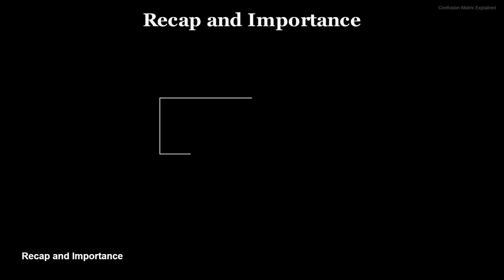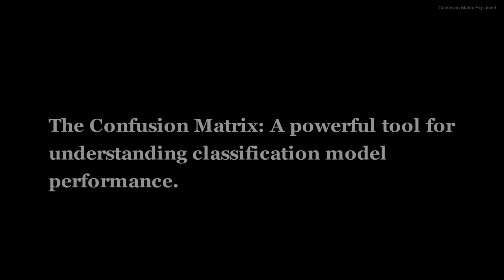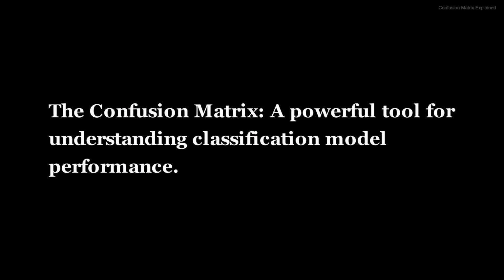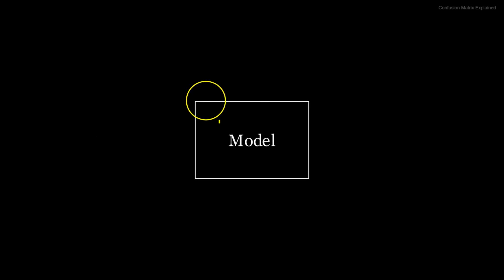In summary, the confusion matrix provides a clear, detailed breakdown of a classification model's performance by categorizing every prediction into true positives, true negatives, false positives, and false negatives. It's an indispensable tool for data scientists and machine learning engineers, allowing us to go beyond simple accuracy to truly diagnose and improve our models. Understanding these components empowers us to choose the right metrics and build more reliable systems.